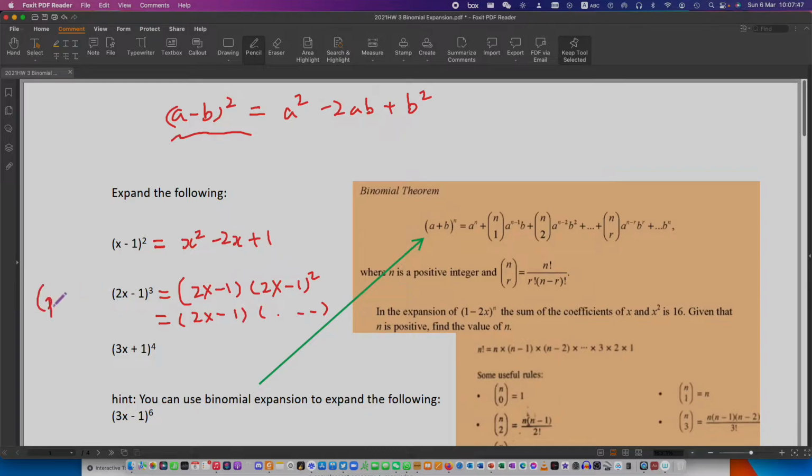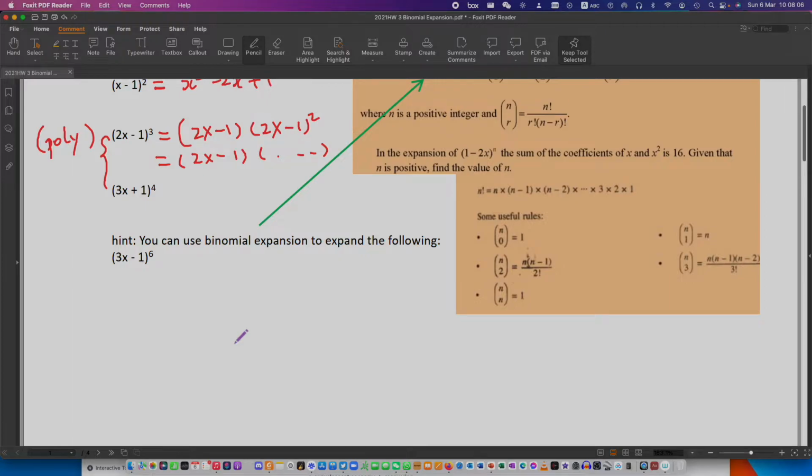This is under the topic of polynomial. In fact, I think these two are covered in the polynomial chapter. Now, what can we do, or is there a way for us to expand an expression of any power? Beyond 4, beyond 5. So what about if you get this? How do you expand this?